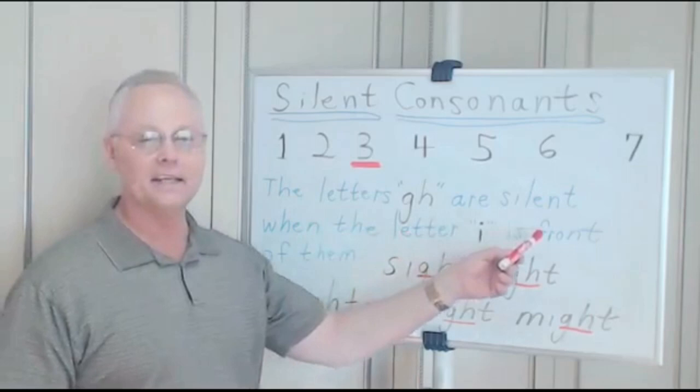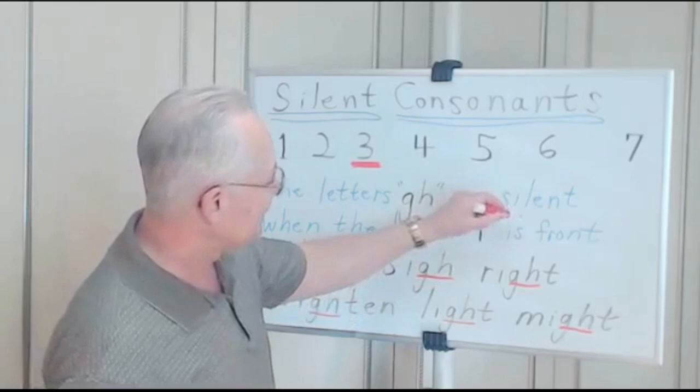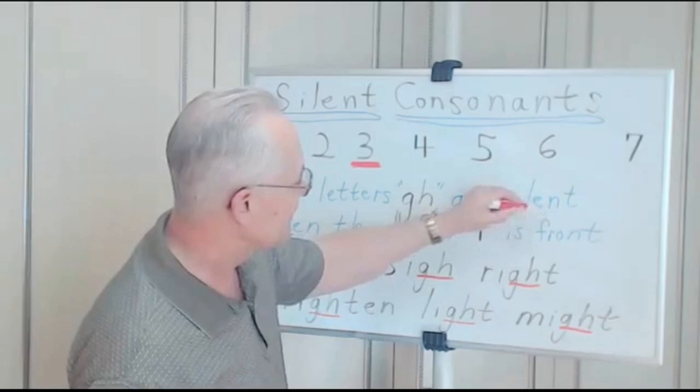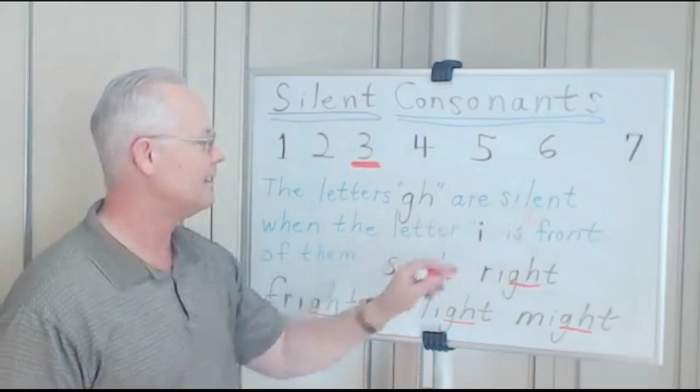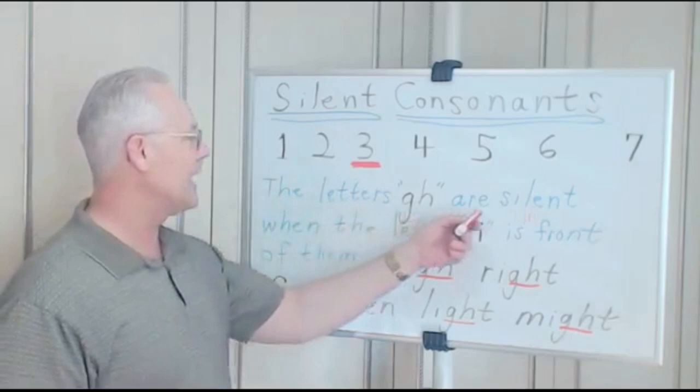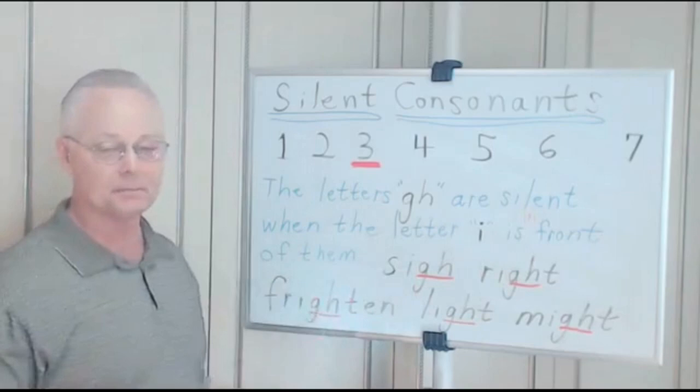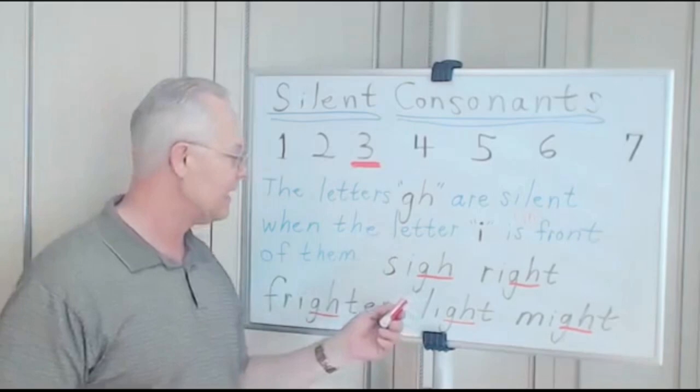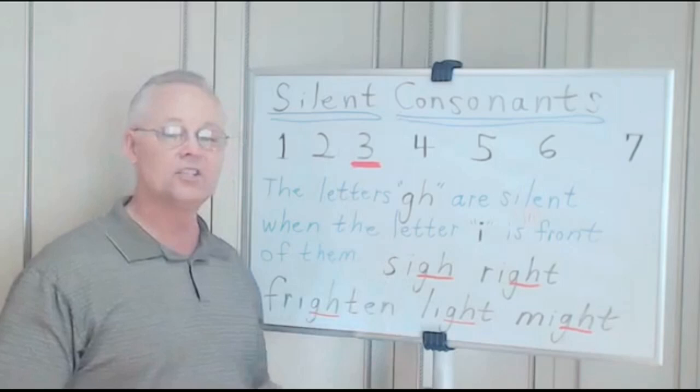in front of them. We need the word in right there. Now that's good English. Okay. The letters GH are silent when the letter I is in front of them. Simple enough, right? So here we have sigh. GH, it's not making any sound here. We just have S-I, sigh.